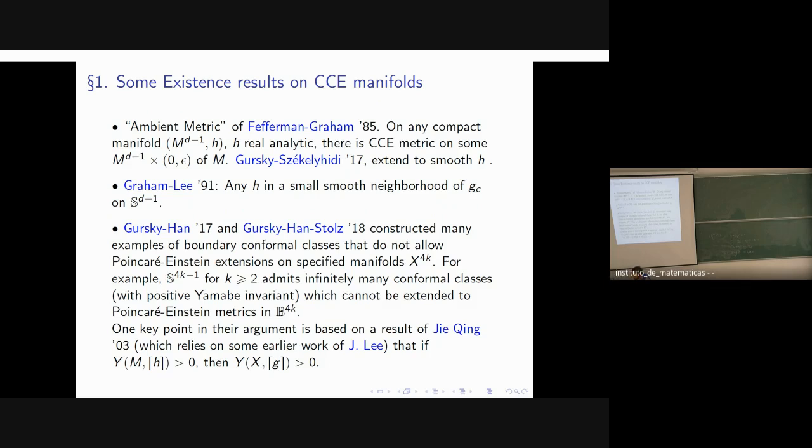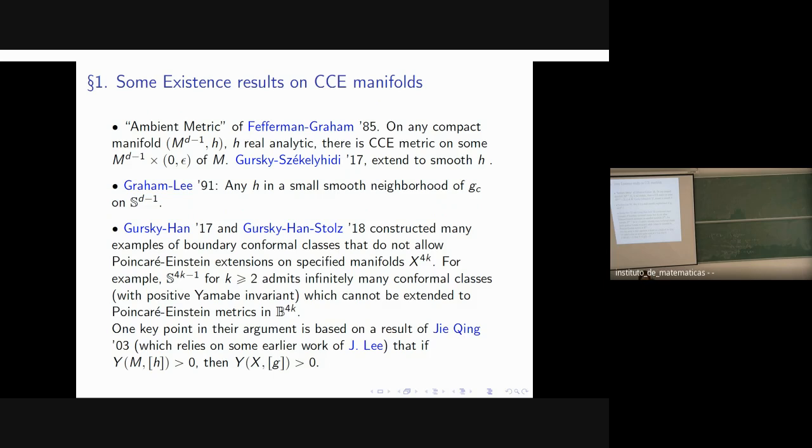And then there is a non-existence result by Gursky, Han, Qing and others, two papers. The other one is Gursky, Han, Stolz. I will not state the full statement of the result. They have a large class of manifolds where you don't have an extension. And in particular, a special case of the result is S^{4k-1}.